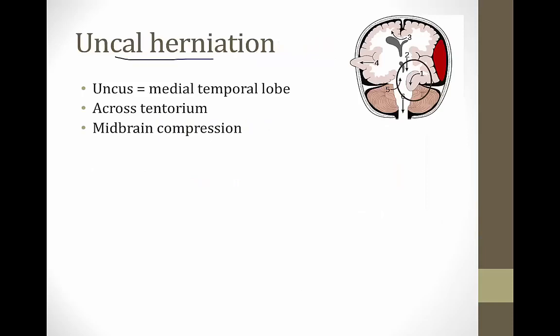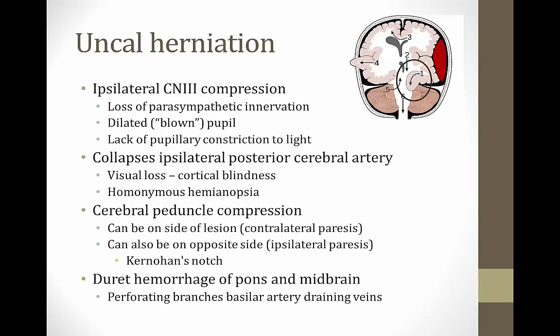Uncal herniation is when the uncus herniates, and the uncus is the medial temporal lobe. It's number 1 on that picture on the right, which I've circled. And it herniates and goes across the tentorium. So the tentorium is the dura mater above the cerebellum, and this compresses the midbrain. So uncal herniation has a few specific signs and symptoms that you should know about. The first one is cranial nerve 3 compression. So that herniating tissue will compress cranial nerve 3 in the midbrain, and this will cause loss of parasympathetic innervation, and you'll get a dilated blown pupil that doesn't constrict to light.